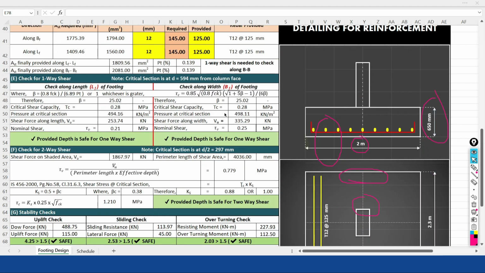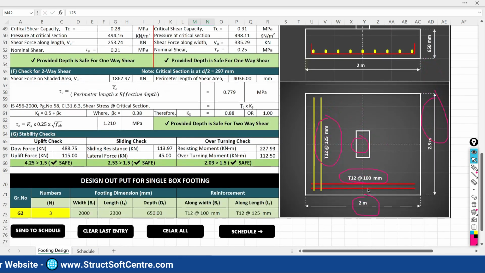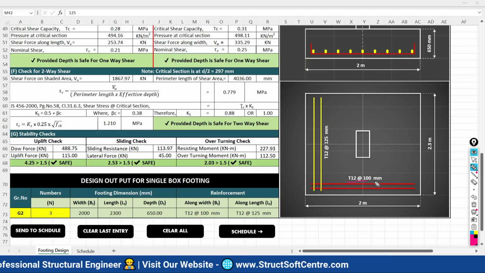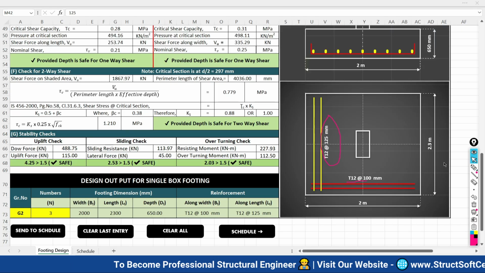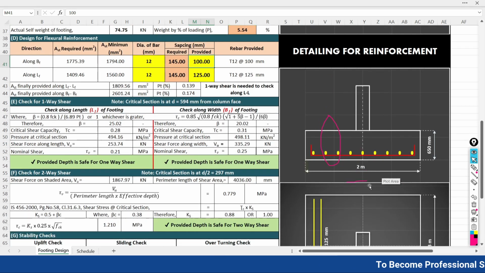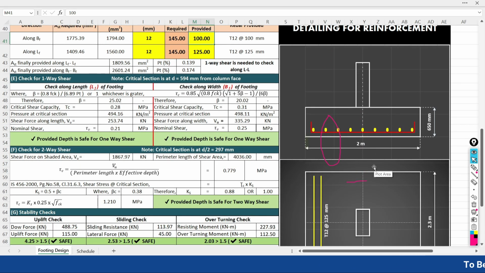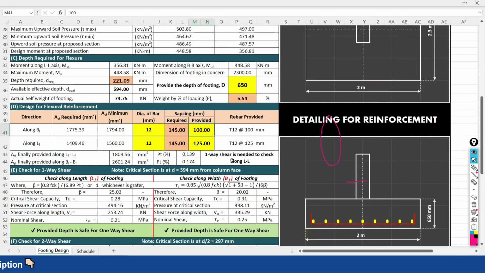If suppose you are going to make any change, suppose along the width you are going to choose the 100 mm spacing, so accordingly here it is going to be updating: along the width 12 mm diameter of bar at 100 mm center to center, along the length 12 mm diameter of bar at 125. So whatever the things you are going to choose while designing, it is going to be updating in your detailing, and it is going to be updating in your schedule. So in respect of your design, everything is going to be prepared.